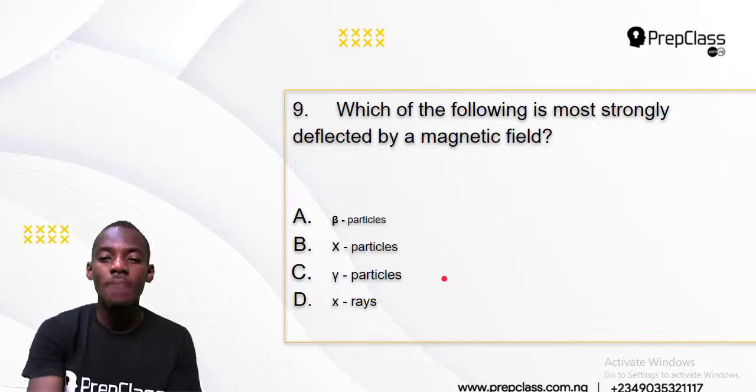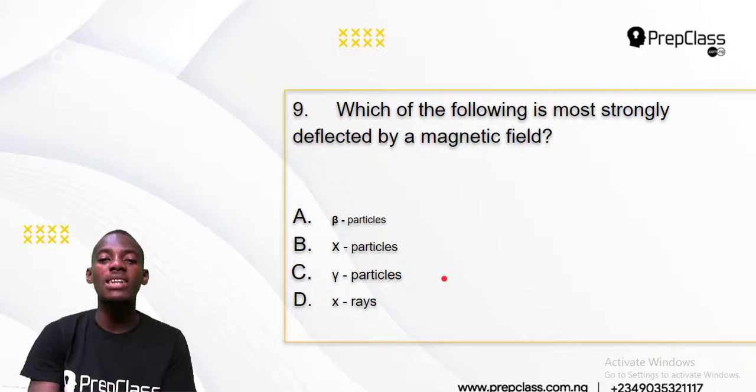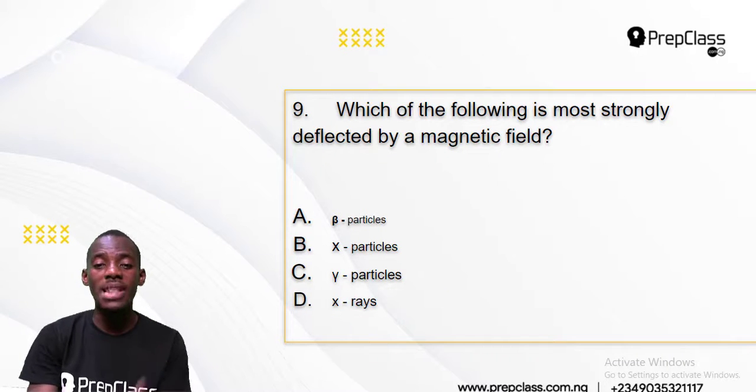Let's check out number 9 now. Which of the following is most commonly deflected by a magnetic field? We have beta particle, we have gamma particle, that's C, and we have X-ray. Now, which of them is most strongly deflected by a magnetic field?